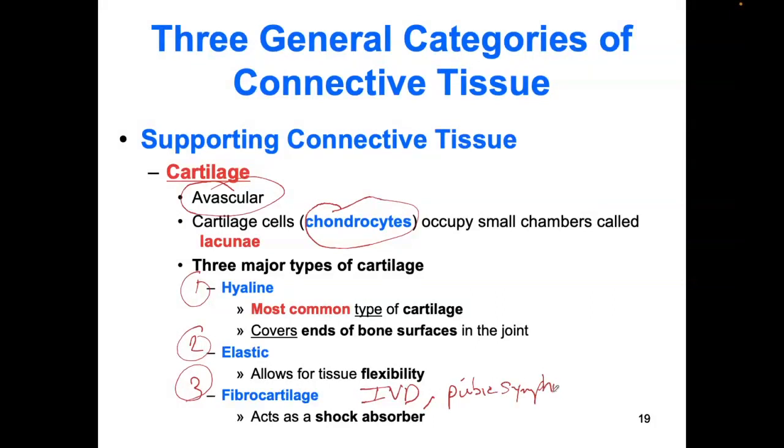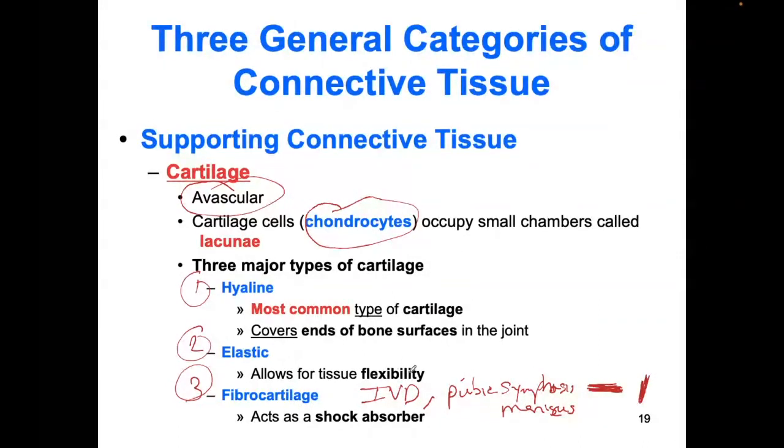Fibrocartilage is the strongest. I also think of the pubic symphysis for that. The pubic symphysis looks like intervertebral discs. Intervertebral discs go this way. The pubic symphysis goes this way. It's between the pubic bone. And I also think of the meniscus, which is between the knee, right? When people have a torn meniscus, a damaged medial meniscus, or a damaged lateral meniscus, those are fibrocartilage.